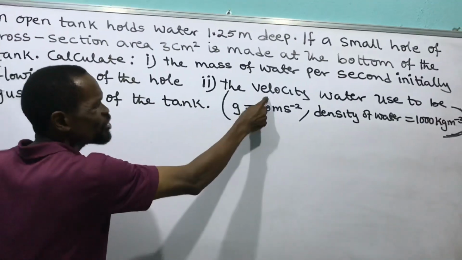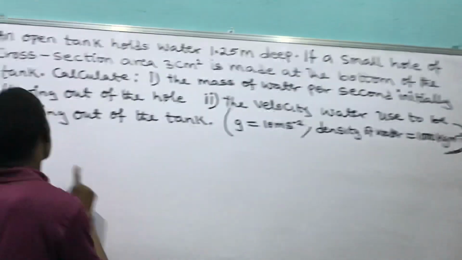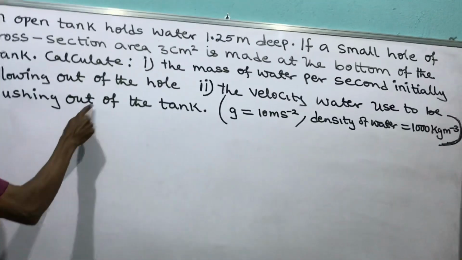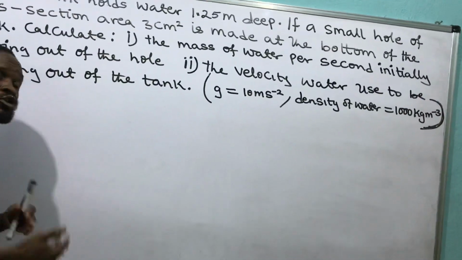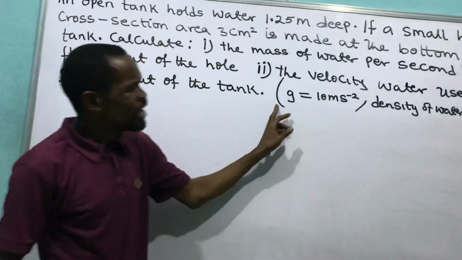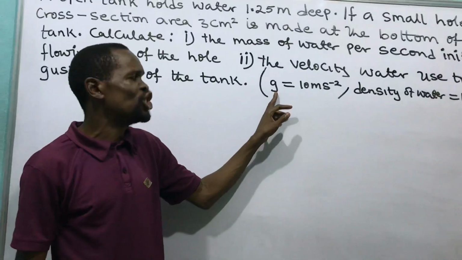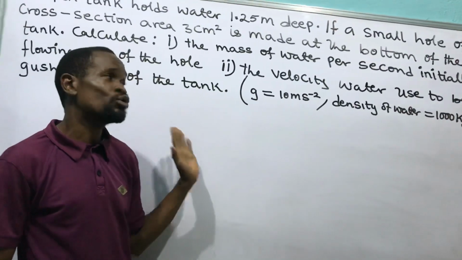(ii) The velocity with which the water used to be gushing out of the tank. So coming here, they open the bracket and say we should take G, acceleration due to gravity, to be 10 meters per second squared. That's what they say we should take G to be.